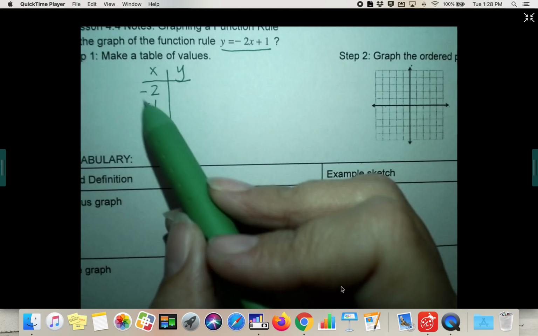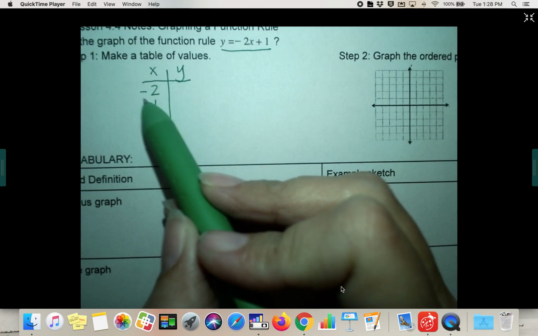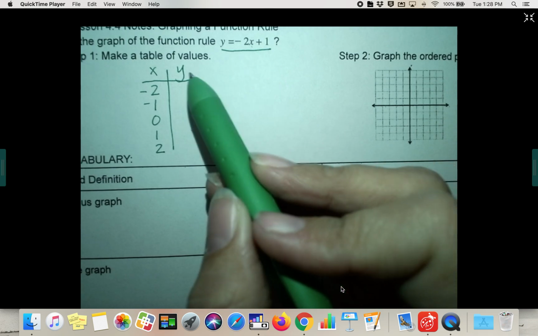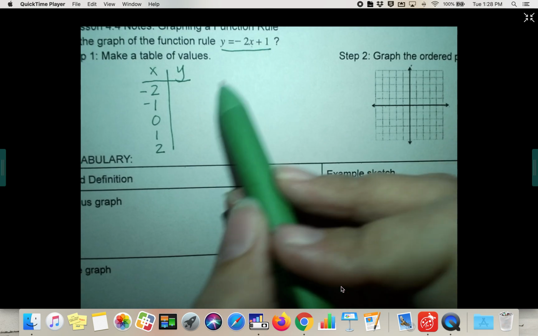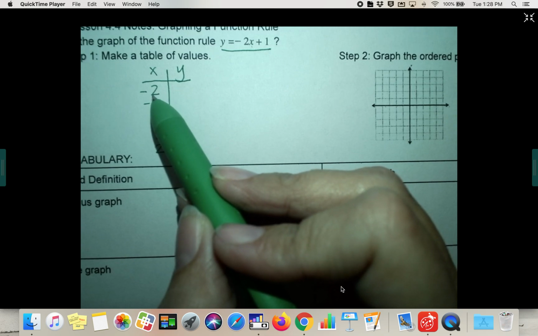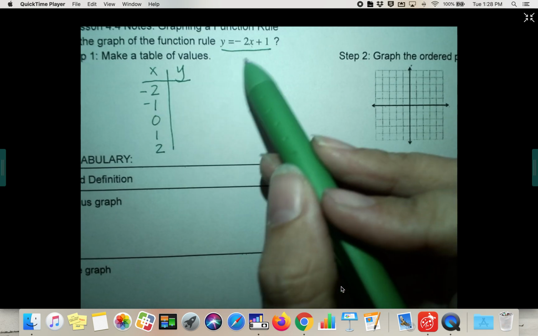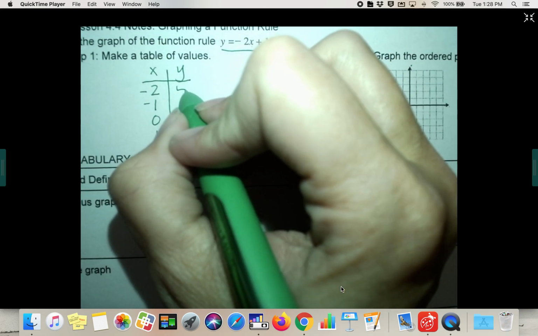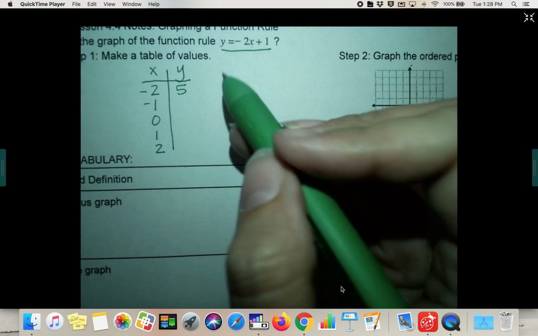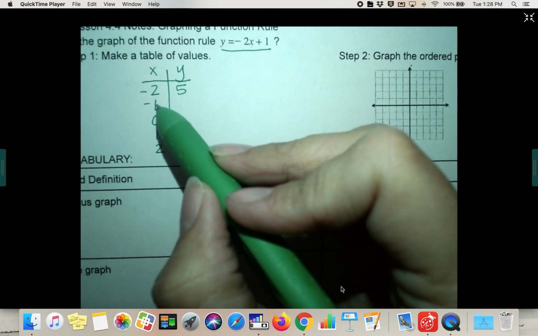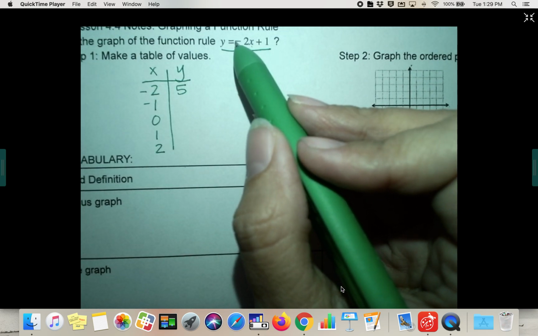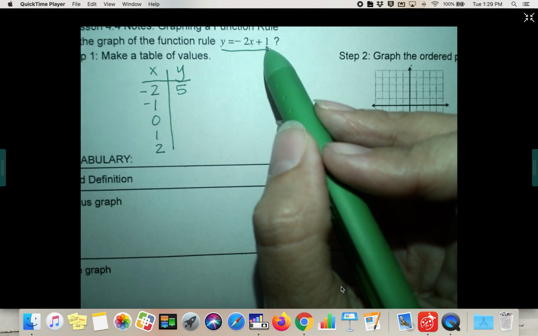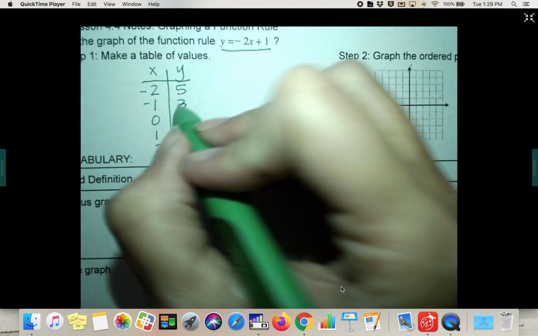So let's see. What you're going to do is take this x value, which is negative 2, and plug it in right there for x. So what is negative 2 times negative 2? Negative 2 times negative 2 is positive 4, plus 1 is positive 5. All right, let's keep going. What is negative 1 now for x? So negative 1 is x. Negative 2 times negative 1 is positive 2, plus 1 is 3.